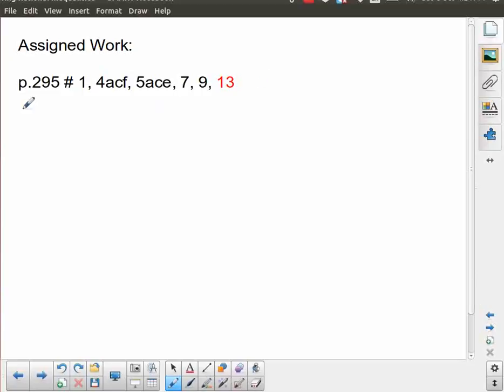Okay, so straight on to your homework, keeping in mind those steps and the importance of the holes versus the vertical asymptotes versus the zeros.